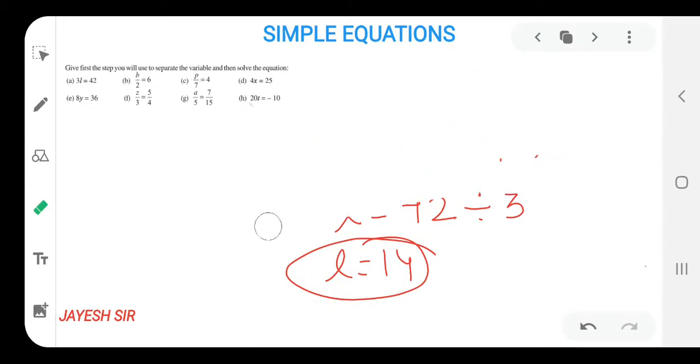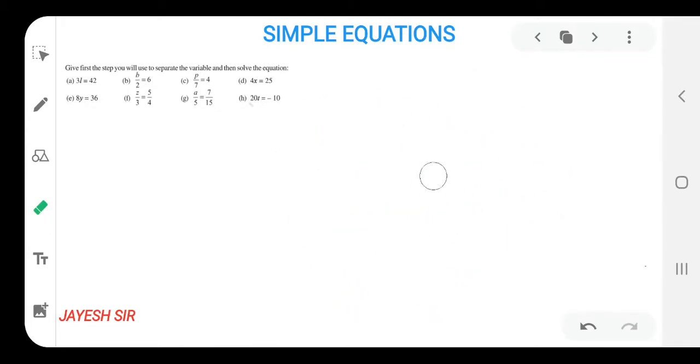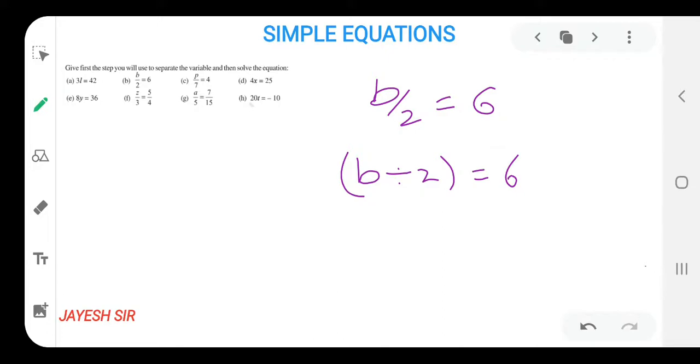So let us begin with the next sum, that is question number B. B by 2 equals 6. Here B by 2 means 2 is in division with B, so we can write it like this also: B divided by 2 equals 6. Why have I written this step? Because by seeing this you might not be clear. That's why I have written this step for you, so that you can understand. B by 2 indicates B divided by 2.